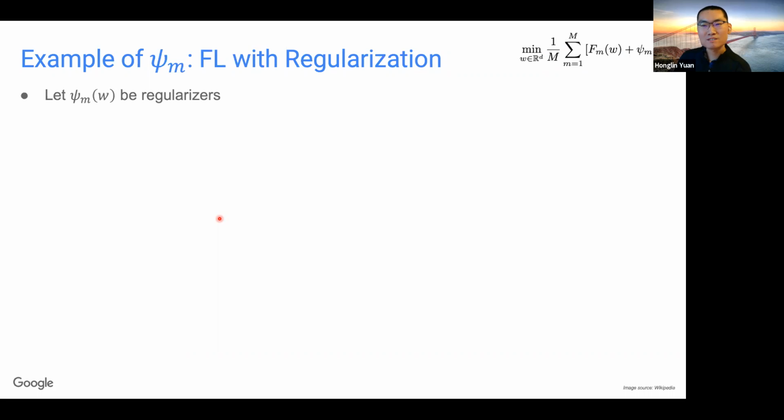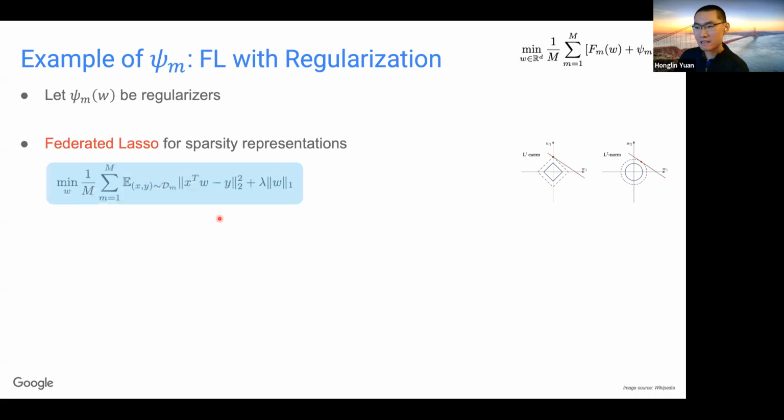One of the most notable examples of this psi-m is to take psi-m as the regularizer. For example, if you take psi to be the L1 regularizer, then it reduces to the so-called lasso problem, where the goal is to retrieve sparse representations. This can be used in the FL setting.